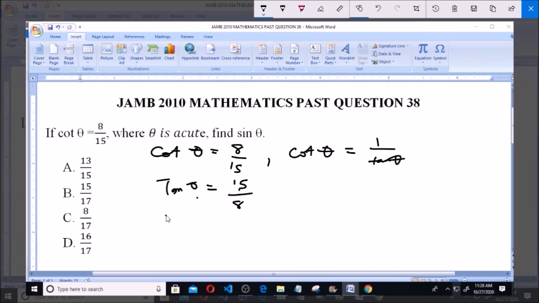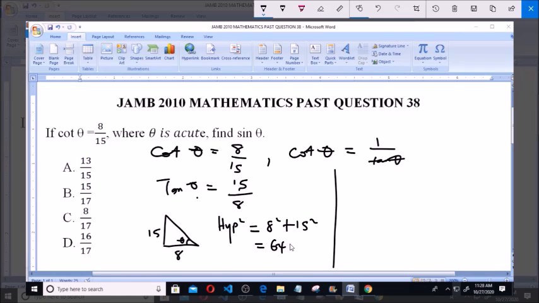So from this now we can represent this on a right angle triangle, because tan theta simply means opposite over adjacent. So imagine this is theta, it simply means 15 here, and 8 here, opposite over adjacent. Now let's look for the hypotenuse here, for us to be able to find sine theta. Now hypotenuse from Pythagoras theorem, hypotenuse square is equals to 8 square plus 15 square, which is equals to 64 plus 225.